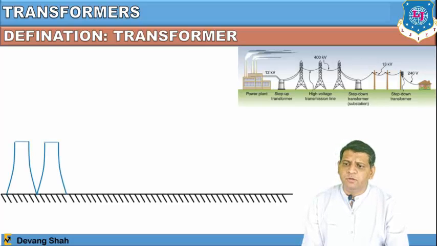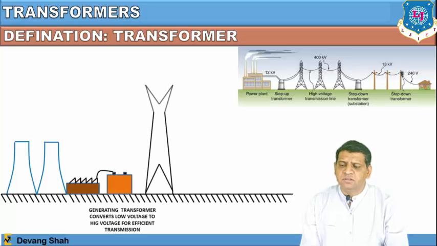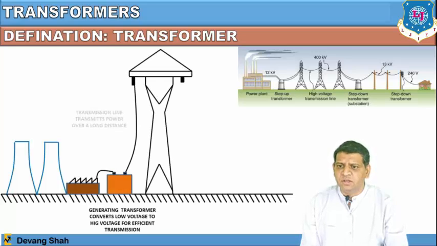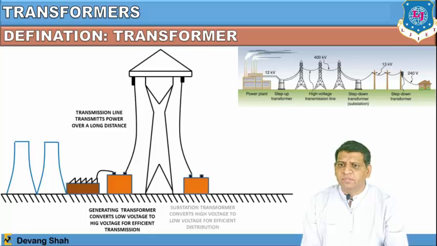So you can see the complete terminology here, where there is a power station. From the power station, there is a generation of three-phase AC signal or single-phase AC signal, and then a step-up transformer. So you have to design a step-up transformer, so that the generation of 12 kV is converted into 400 kV through the step-up transformer, and that is transmitted through a transmission line.